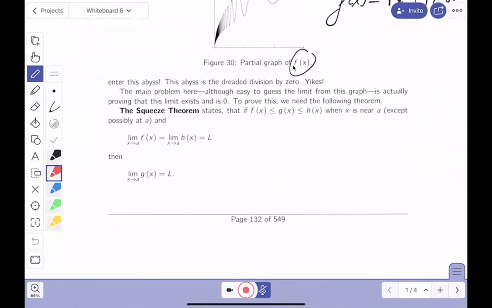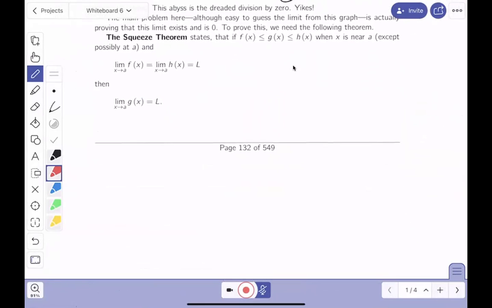But we need to move on. We need to move on to a theorem, all right? Let's talk about the theorem, and again, one step at a time. What are we doing? We're doing the squeeze theorem. And we'll talk about this example in a moment.